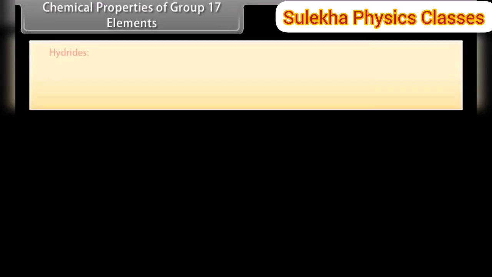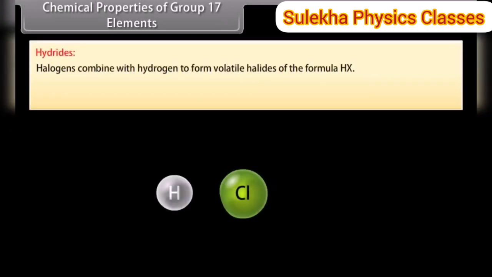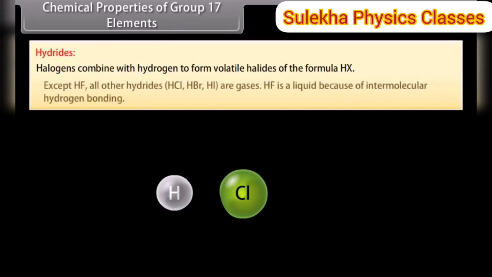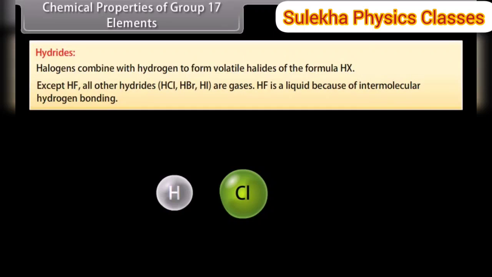Chemical properties of group 17 elements. Some important trends in the chemical reactivity of the compounds of these elements are following. Hydrides. Halogens combine with hydrogen to form volatile halides of the formula HX. Except HF, all other hydrides HCl, HBr, HI are gases. HF is a liquid because of intermolecular hydrogen bonding.